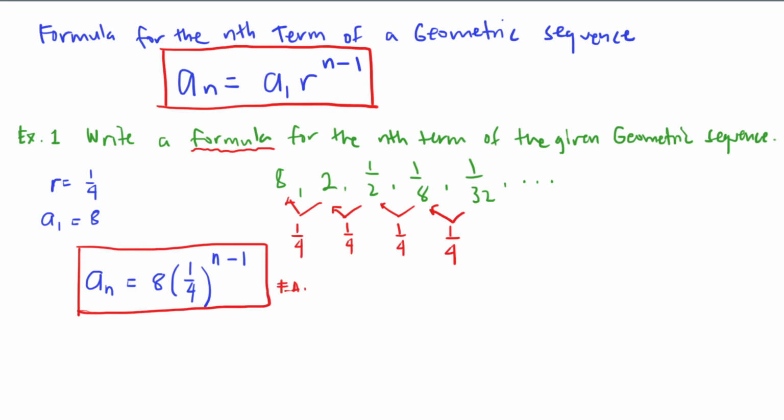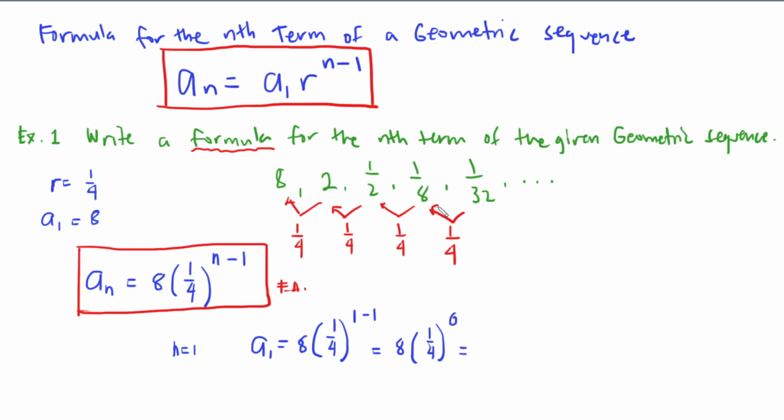So, check natin, no? Kung tama. Okay, so ang gagawin lang natin, mag-substitute lang tayo ng value. Okay, let's say n is equal to 1. And palitan lang natin. So, a sub 1 is equal to 8 times 1 over 4 raised to 1 minus 1. So, that will become 8 times 1 over 4 raised to 1 minus 1, which is 0.